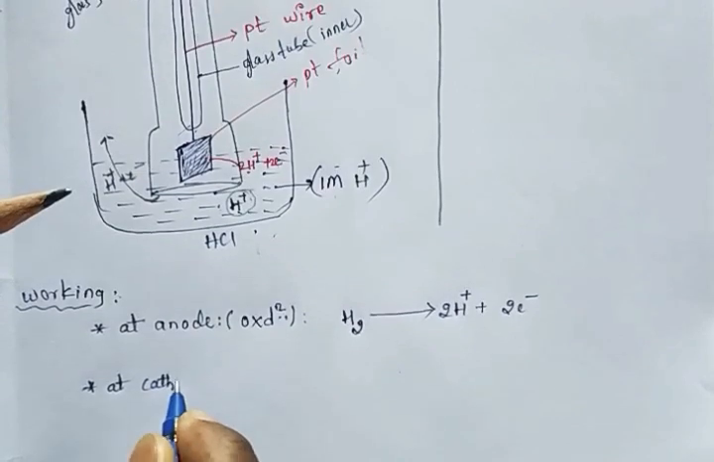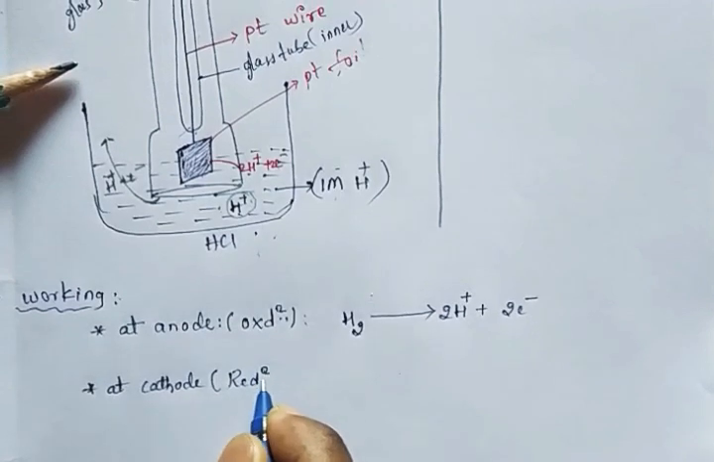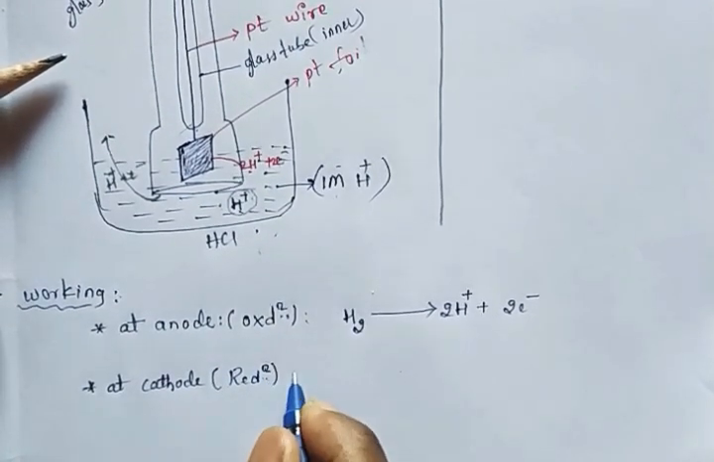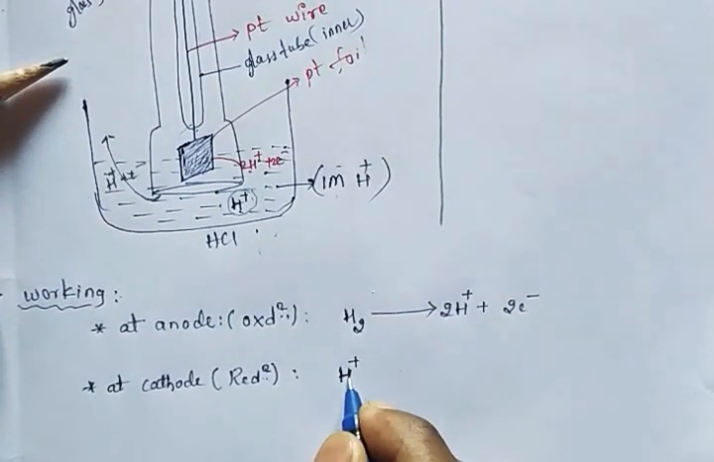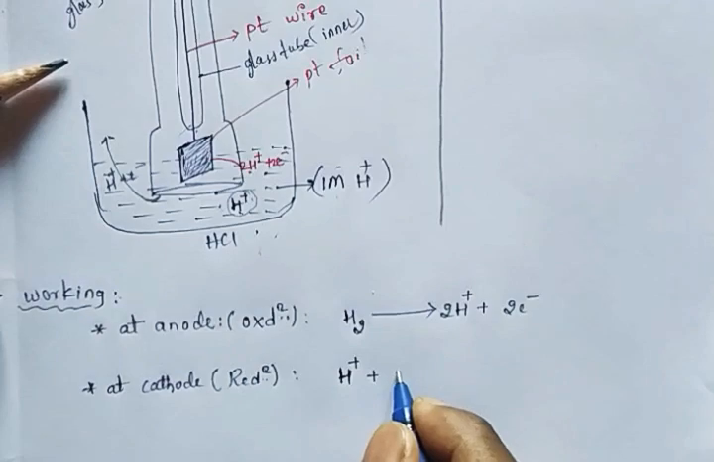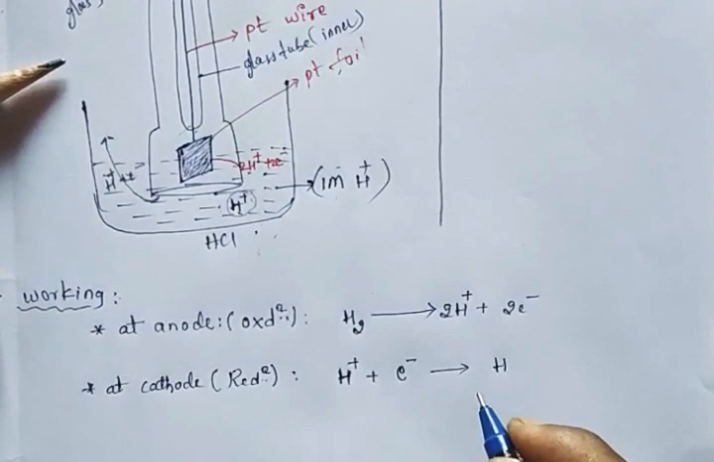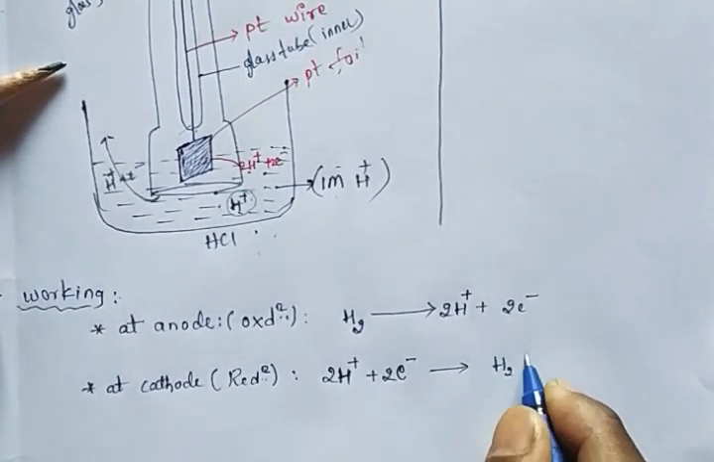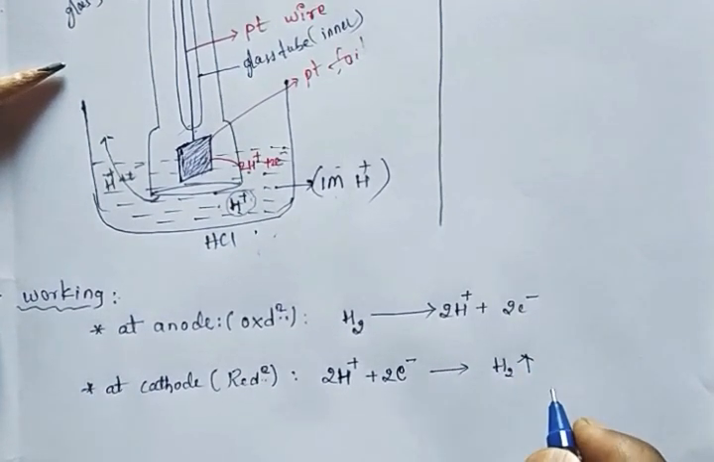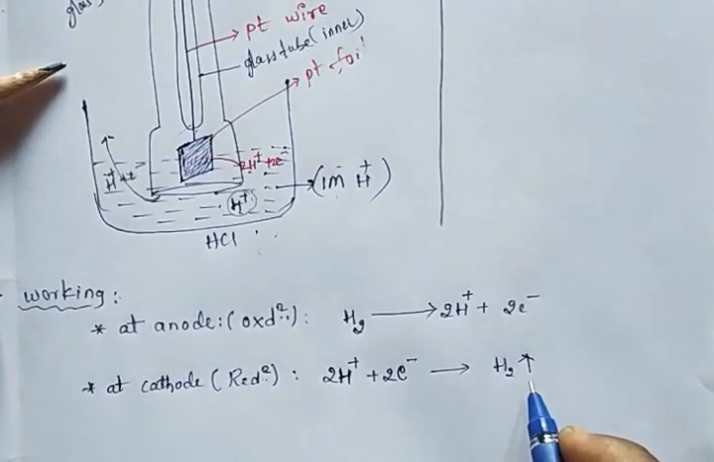When it is connected at the right side at cathode, we know that reduction reaction is taking place. At cathode में reduction reaction taking place. Reduction means gain of electron. The H+ ions present in the solution gain an electron, which gives rise to hydrogen gas. In order to balance, two molecules, two electrons, hydrogen gas is liberated. So here this is oxidation reaction and this one is reduction reaction.